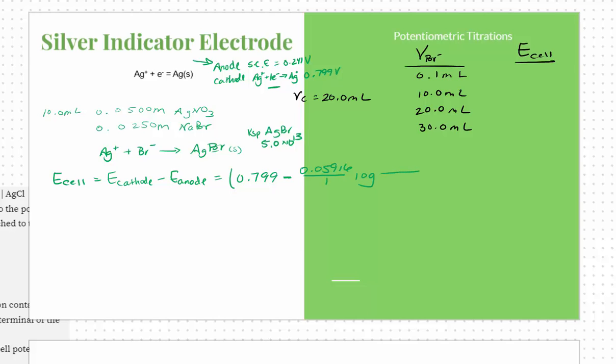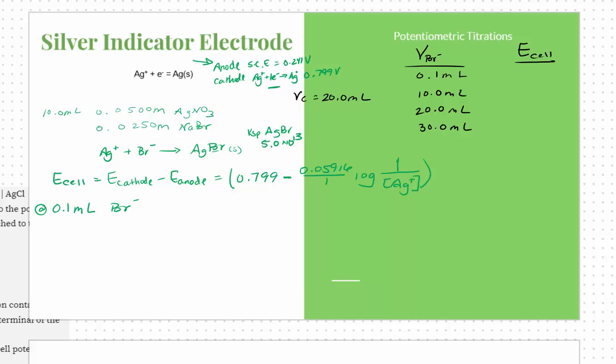So the Q value of this reduction, because we're reducing to a solid, the activity of the product is 1. And then we have the concentration of the silver. So the concentration of the silver is the tricky part. Now, if we are at 0.1 milliliters of bromide solution added, what is the concentration of our silver ion?